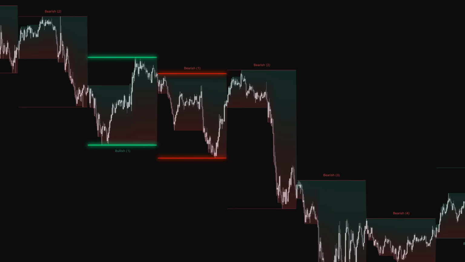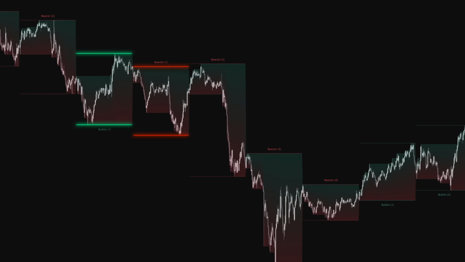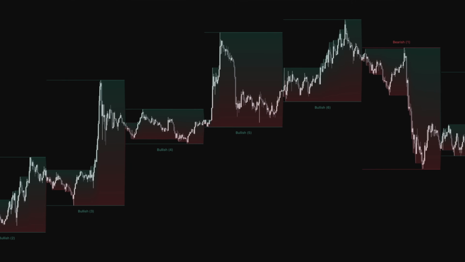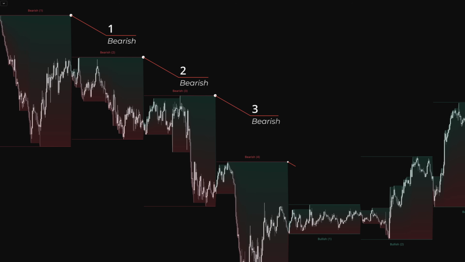The session detection mechanism identifies regular trading periods using TradingView's native session boundaries for intraday timeframes or daily closes for higher timeframes. Each session captures opening and closing prices along with the high-low range, classifying it as bullish when close meets or exceeds open. Streak counting operates through persistent state tracking, incrementing a counter when consecutive sessions share the same directional bias and resetting to 1 when direction reverses.